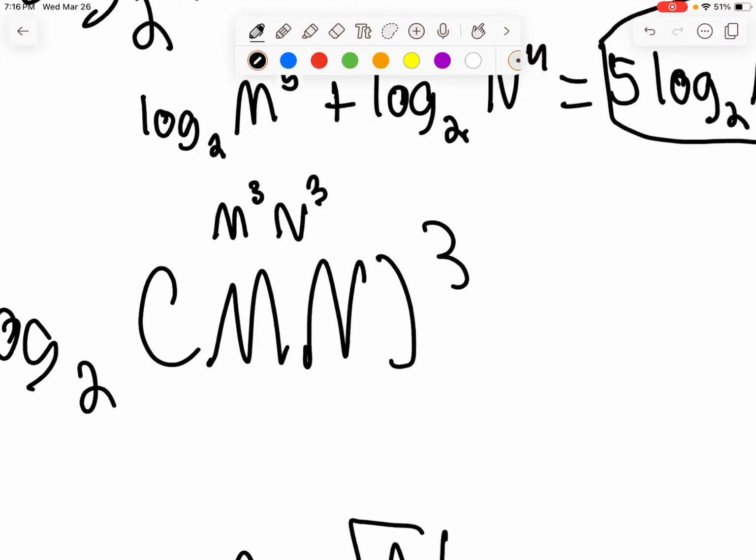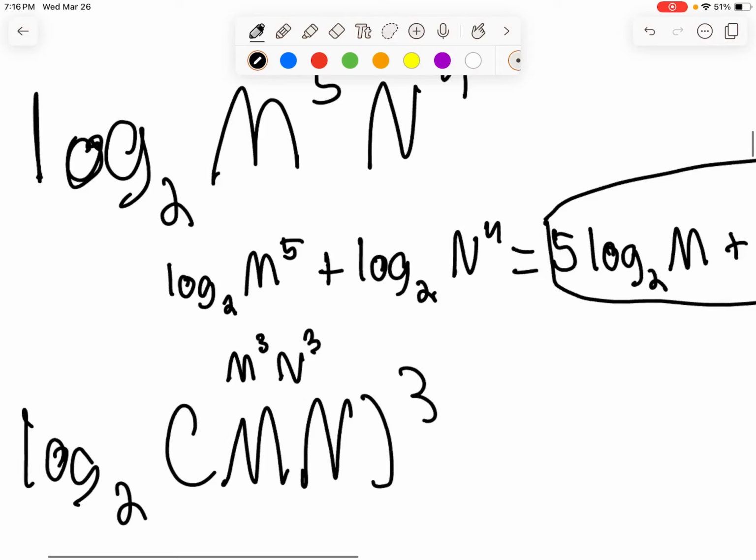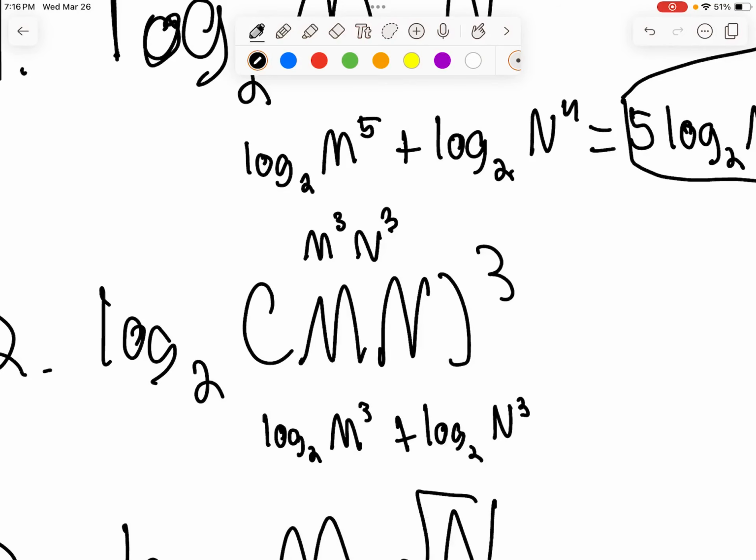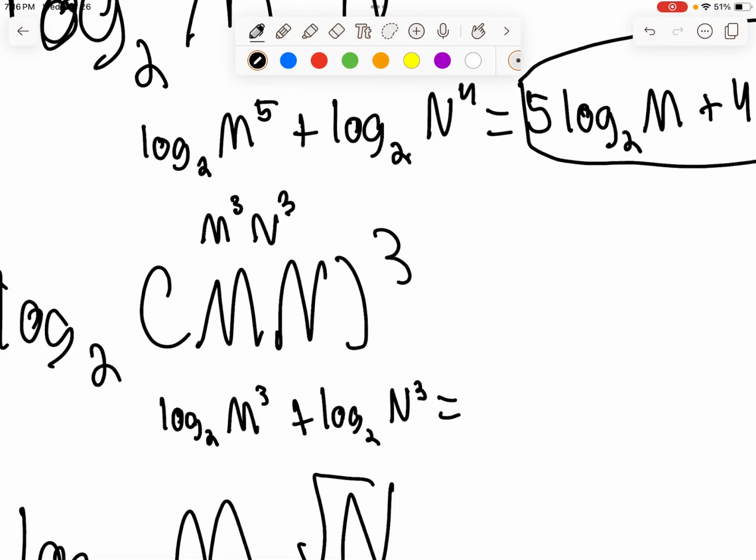Anyway, if we write it like that, we could do the same thing that we did for the earlier one. So log base 2 of m cubed plus log base 2 of n cubed. And we bring this power down. Fun. So 3 log 2m plus 3 log 2n.